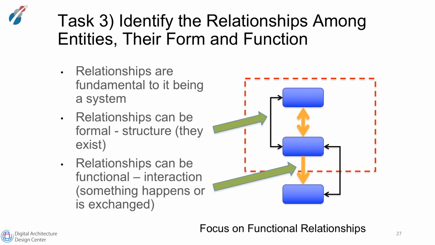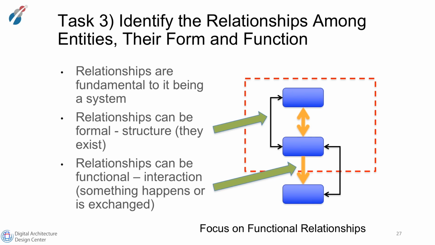The third task is to now think deeper about the relationships among these entities, so their form and function. And relationships are foundational for systems. The relationships can be formal, as in the structure, or they can be functional, as in the interaction. For example, if we have an exchange of energy, information, or matter between elements, that would be a functional relationship. If two elements are connected structurally, that would be a structural relationship.